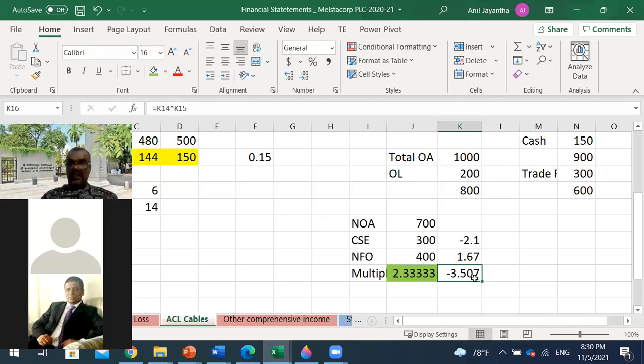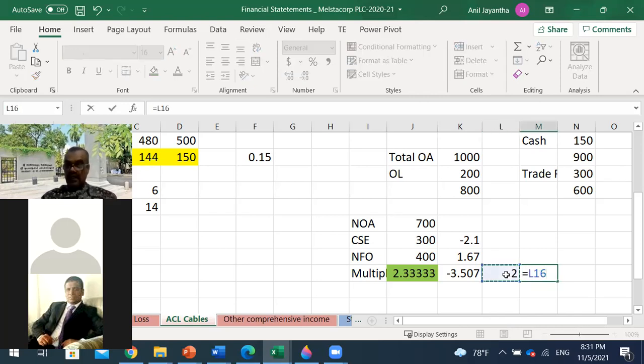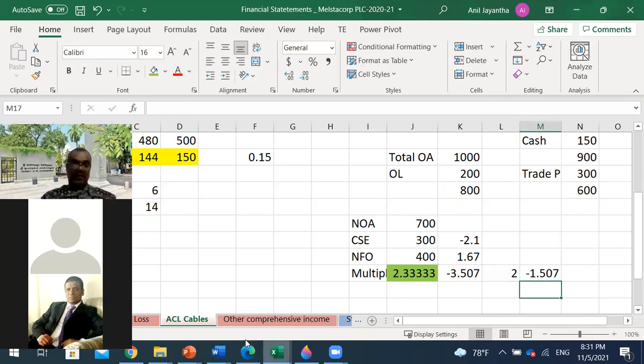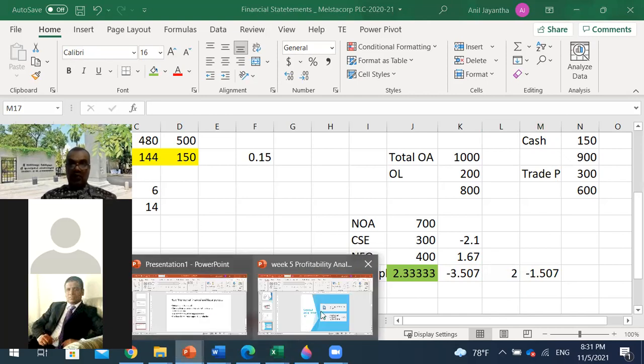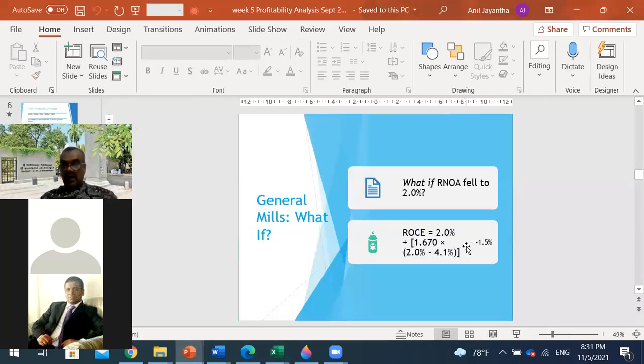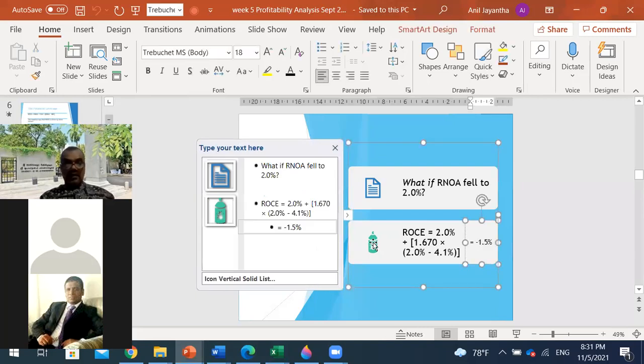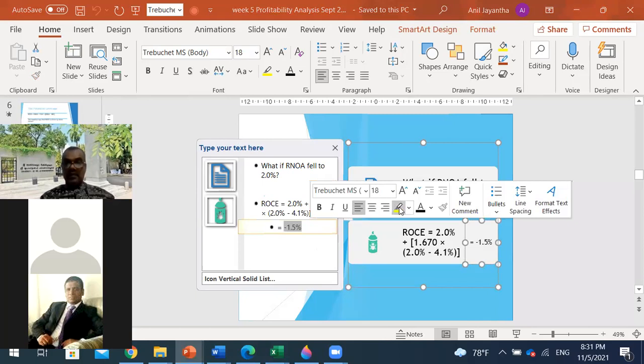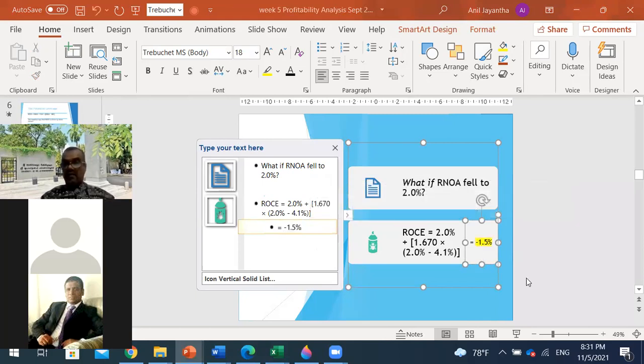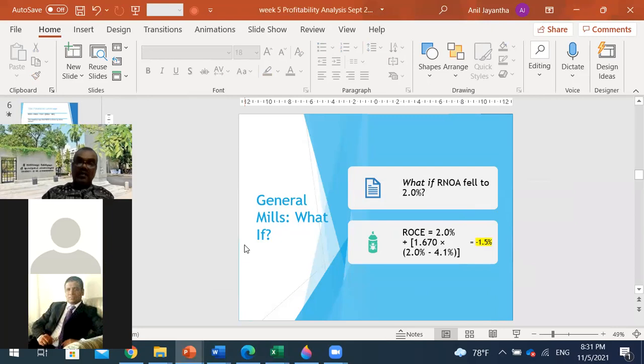So this is what we call the impact of leverage. If the impact of leverage is this much, and your return on net operating asset is 2, therefore return on equity will become this plus this. This is 1.57. So this is what is shown there. This is the answer, and this is the net impact.